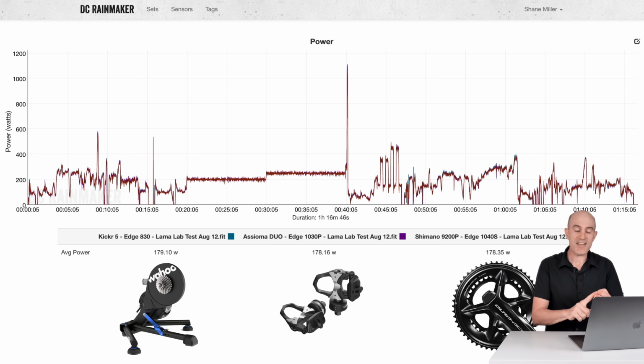We have the Kicker 5, we have the Assioma Duos, and we have the Shimano 9200-P. Overall, standing a little further back than normal, 179, 178, 178, things look amazing.